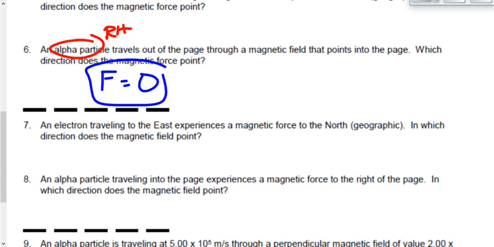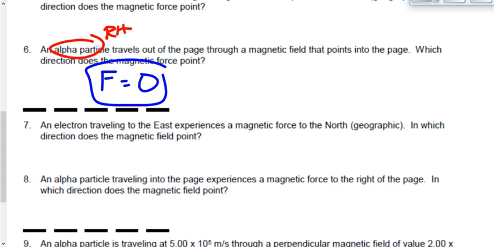Number 7 says, an electron traveling to the east experiences a force towards geographic north or magnetic south. We want to find the direction of the magnetic field. This is kind of using that hand rule for deflection, but rearranging it, right? Doing it in the opposite direction. Instead of saying thumb, direction of the particle, fingers, field, which way does my palm point? I'm going to say in this case, thumb points in the direction of the particle, palm points in the direction of the force. Let's see which way my fingers automatically point.